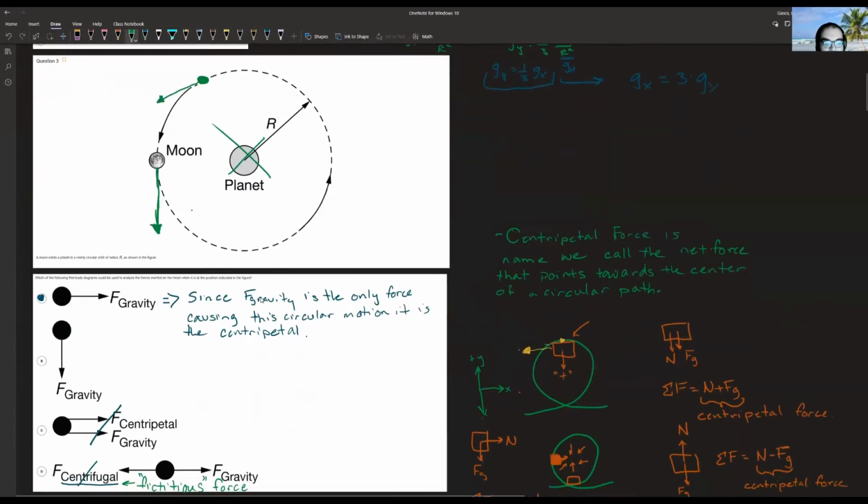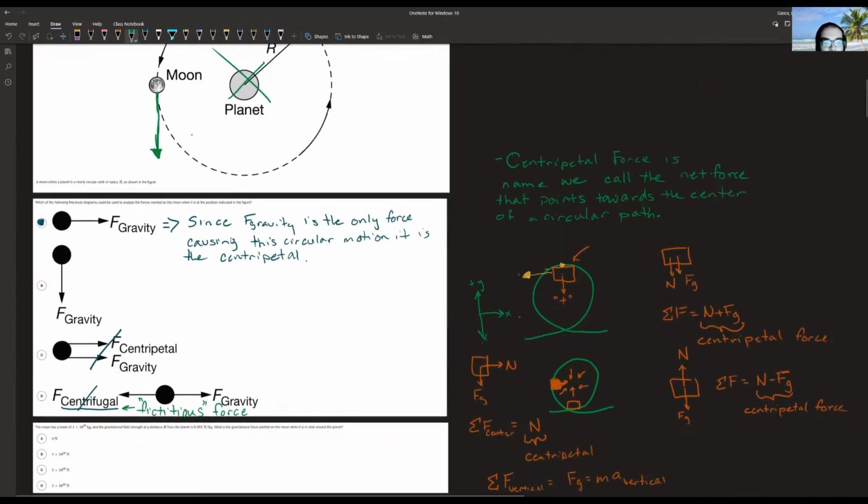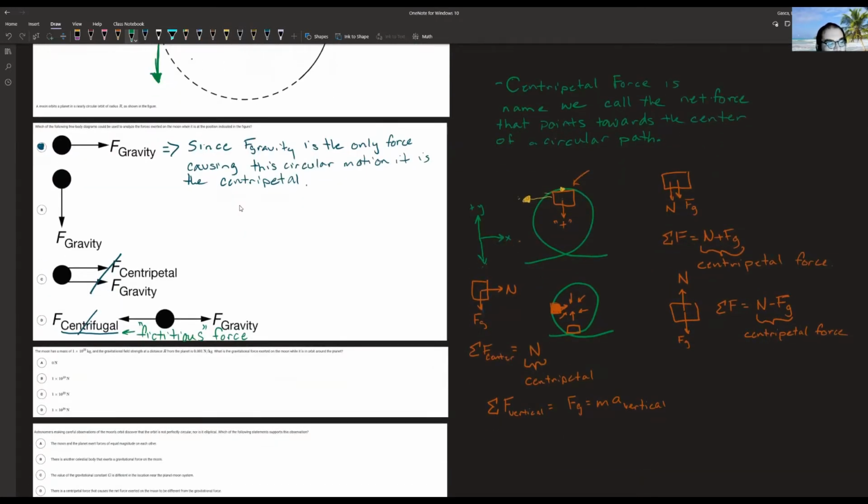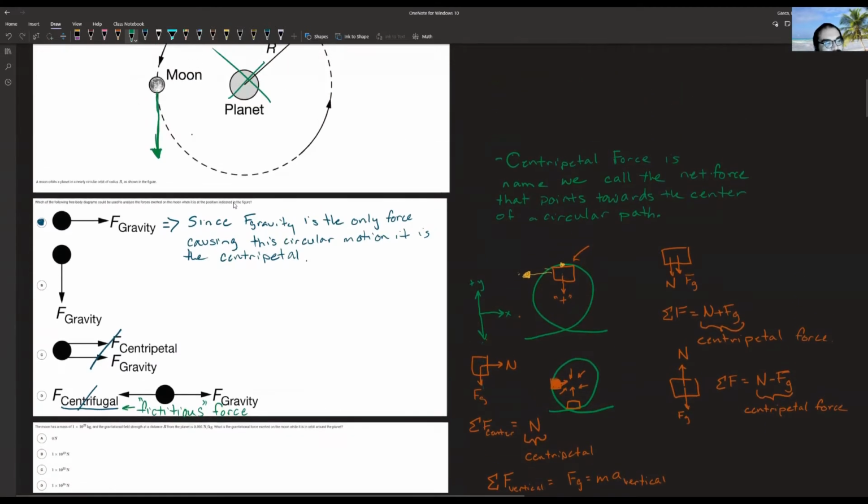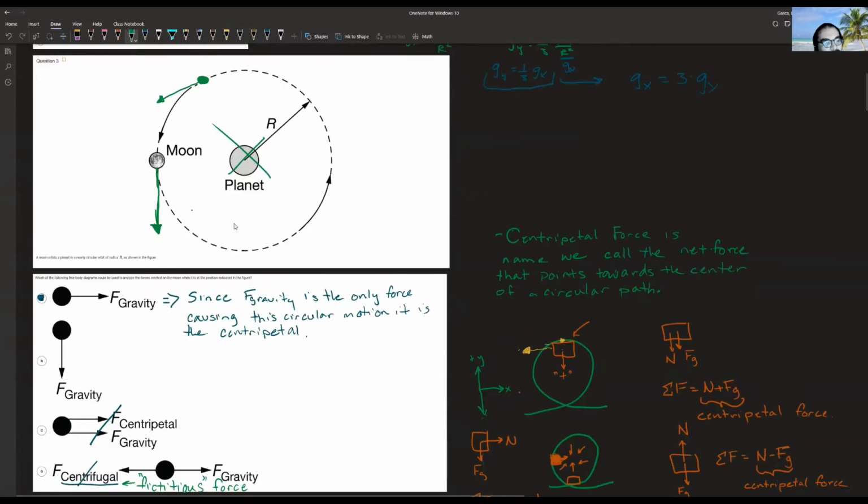Other questions? Yeah, this is a heavy topic, but hopefully that makes sense. So in this case, really our two answer choices are either A or B, and hopefully we recognize that the moon is going to be forced towards the planet to move around in a circular path.